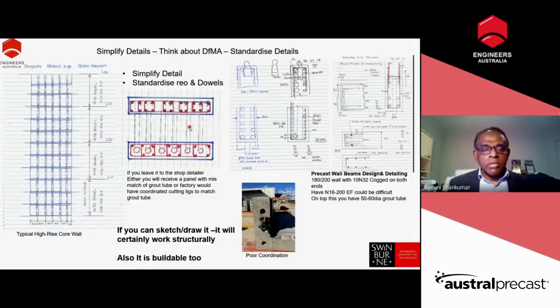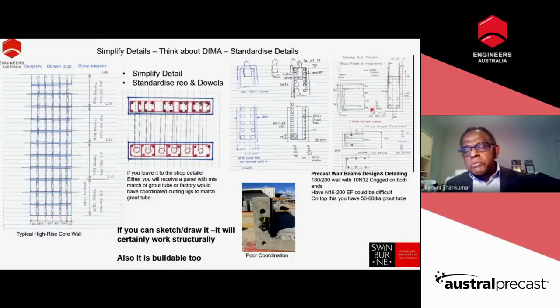So we need to check. This is our duty to make sure that detailings are done properly. And another example I have given you is wall beams. You know, in high-rise construction, we have been using this wall beam. Very good design method of using wall beam, strut and tie method. But you know, a 180 to 200 wall has got a 10N32 and cog both sides. Won't work, guys. We must ensure that this reinforcement can be placed within that limit.